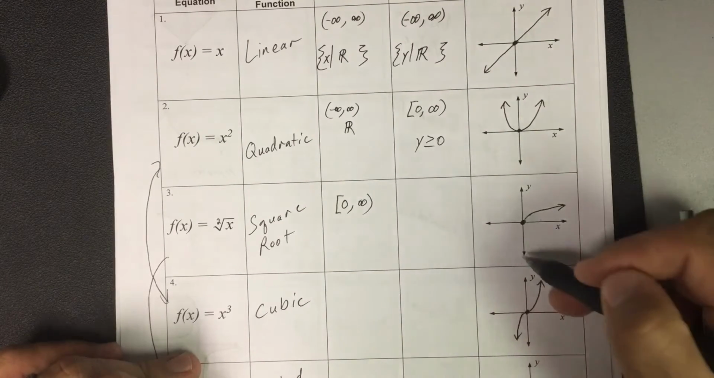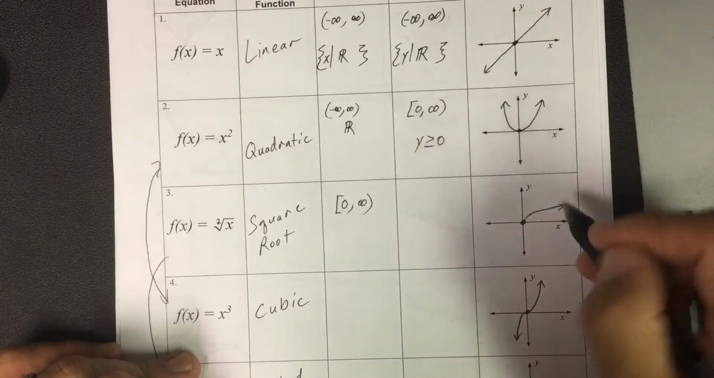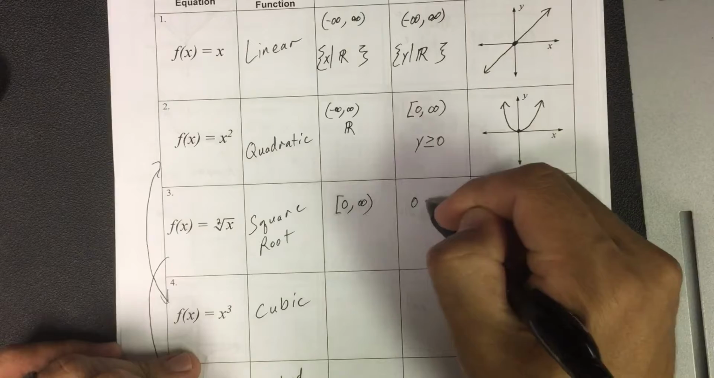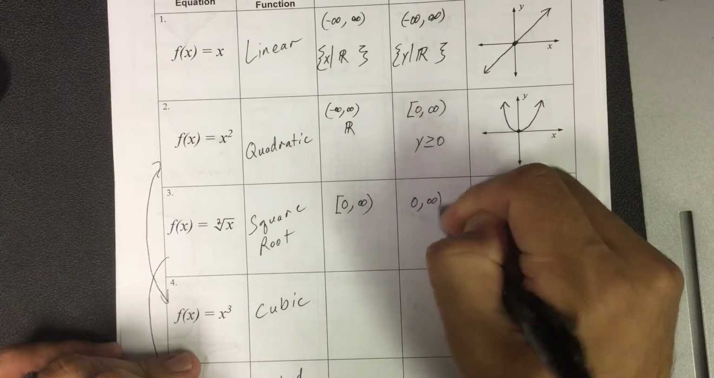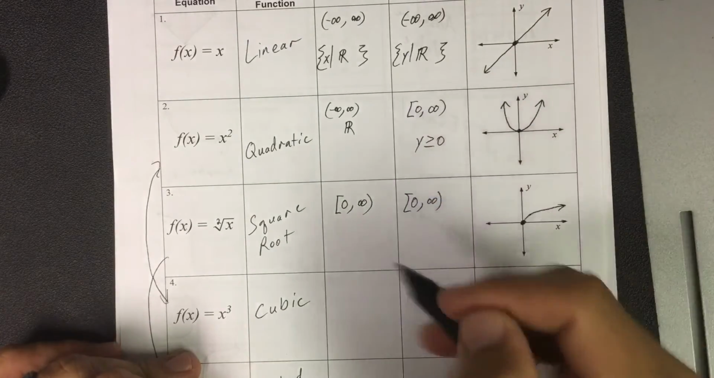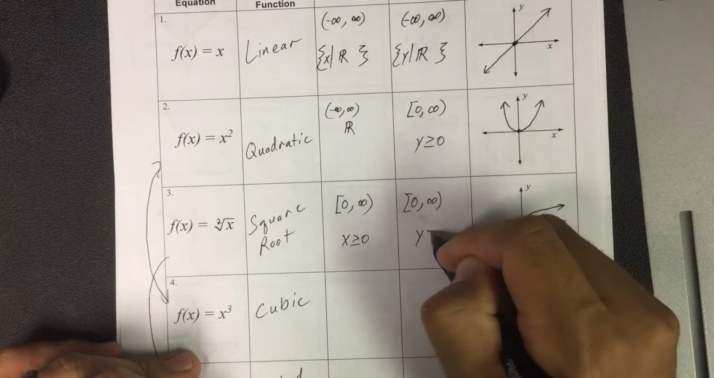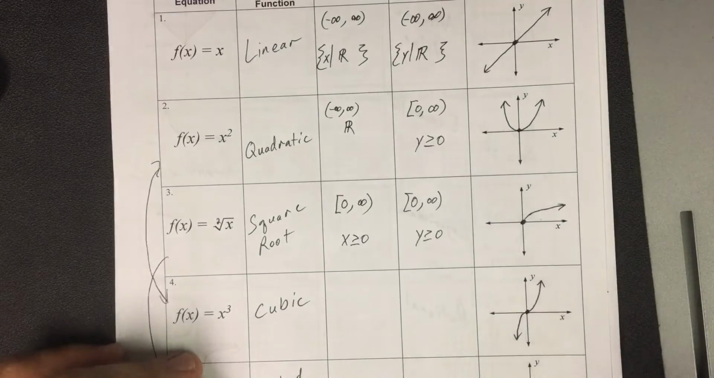From bottom to top, it starts at 0 and goes up because the arrow slightly points up, so it's still going to keep growing bigger. That's 0 to infinity. And again, the way we write that is x is greater than or equal to 0. Y is greater than or equal to 0.